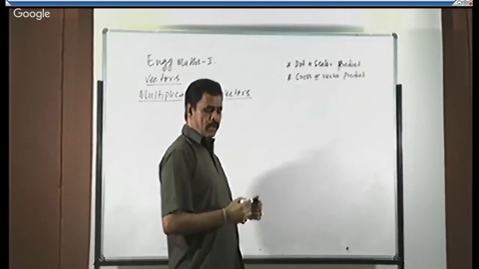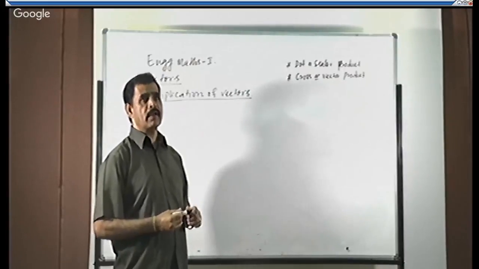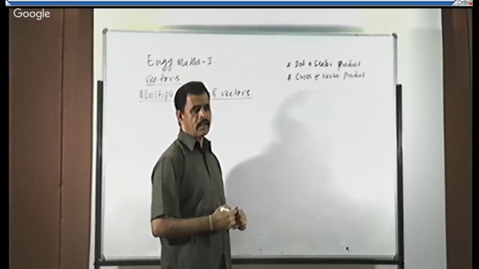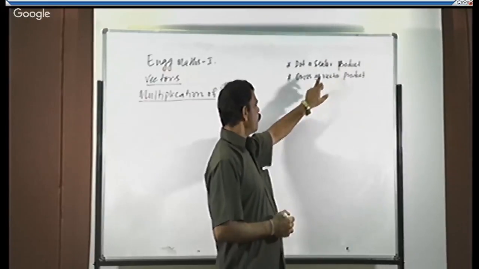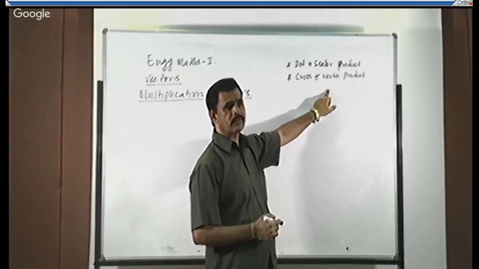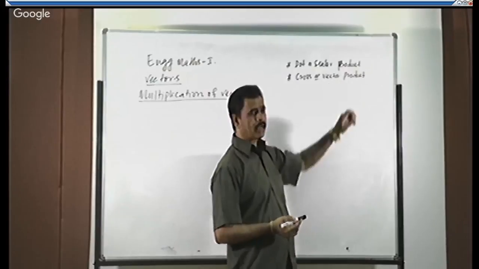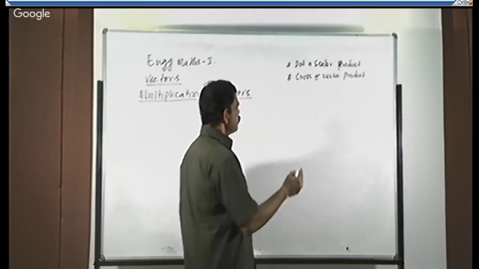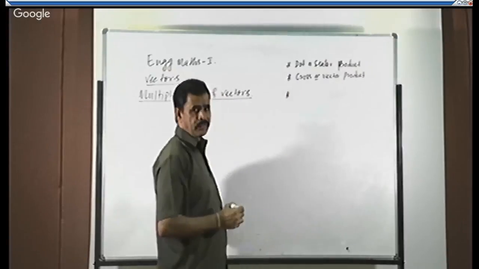The other one is cross or vector product. In dot product, after multiplication of two vectors, we will always get a constant or a scalar, hence it is called scalar product. In cross product or vector product, after multiplication of two vectors, we will get another vector, hence it is called vector product. The dot product definition I mentioned in the last class.